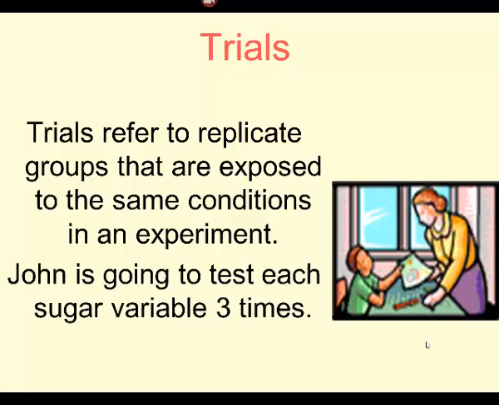So in this case, John is going to test each sugar variable 3 times. So each amount of sugar he's going to test 3 times. So he'll have 3 repeated trials. So he'll have 3 loaves of bread that have the same amount of sugar added to them. And then he'll do a different amount of sugar, and he'll create 3 loaves of bread for that different amount of sugar. And then he'll probably average the 3 out.